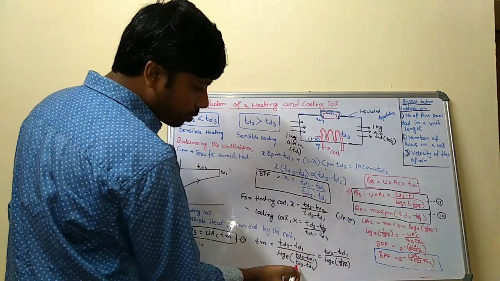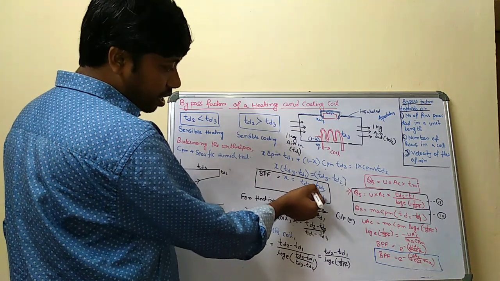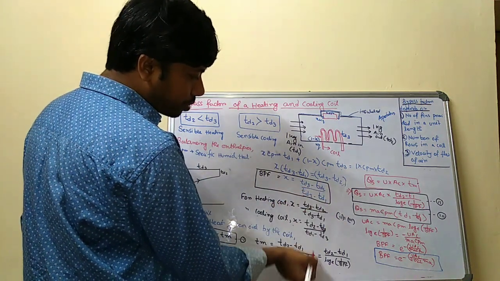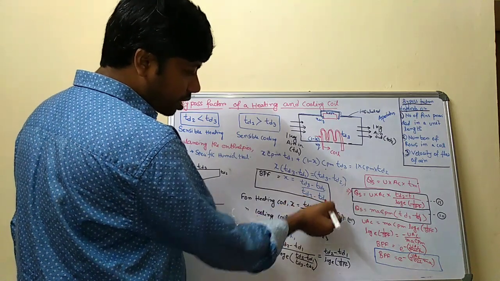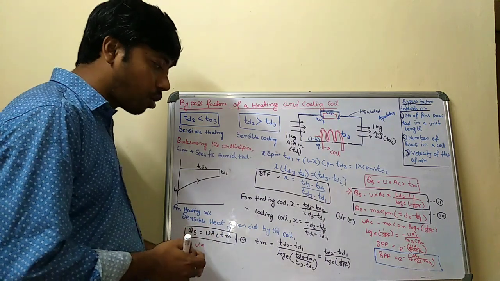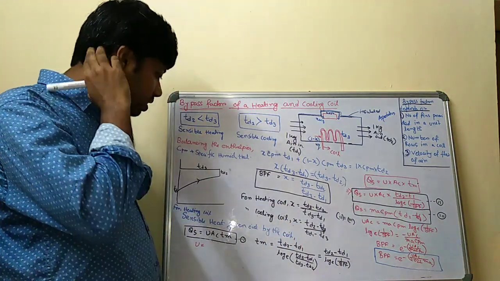Here Td3 minus Td2 is in the denominator, and in the numerator portion it is the other way around, but in this case it is reversed. So that's why it's the reverse case. So log e to the power 1 minus bypass factor, dTm. Okay, so this is the Tm.